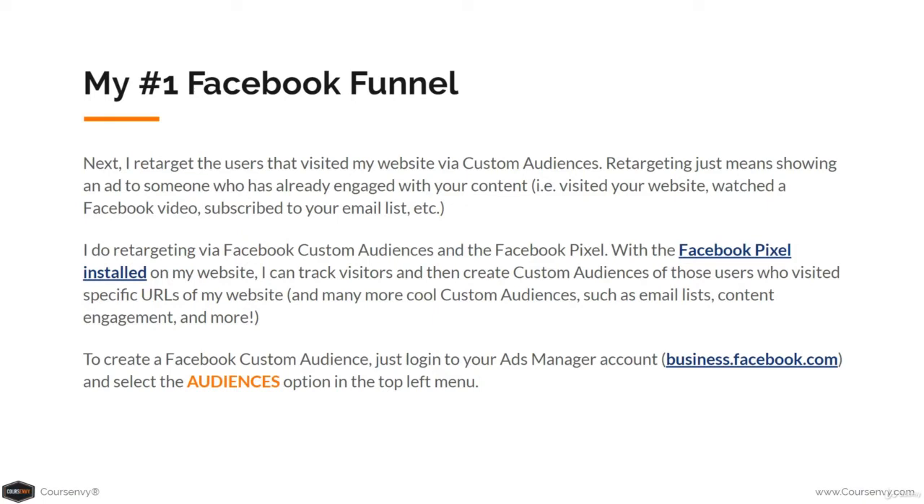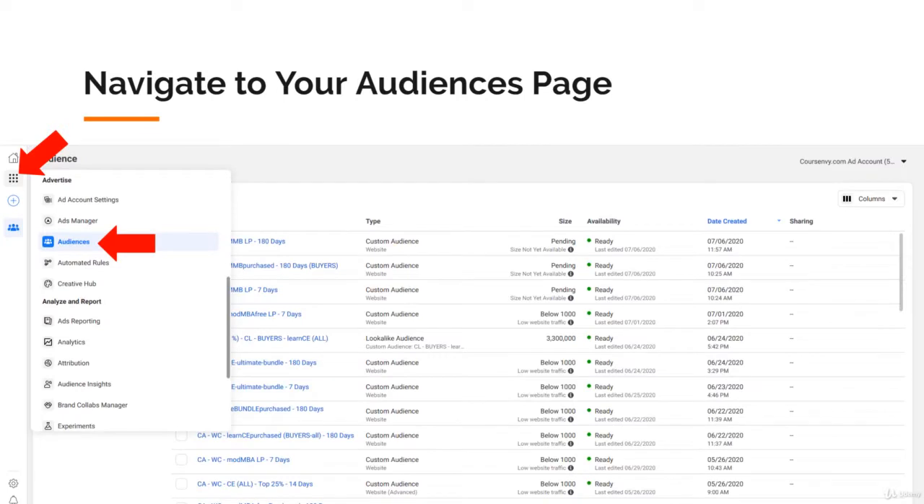So to create a Facebook custom audience, just log into your Ads Manager account at business.facebook.com and select Audiences in the top left menu. Under Advertise, click Audiences.